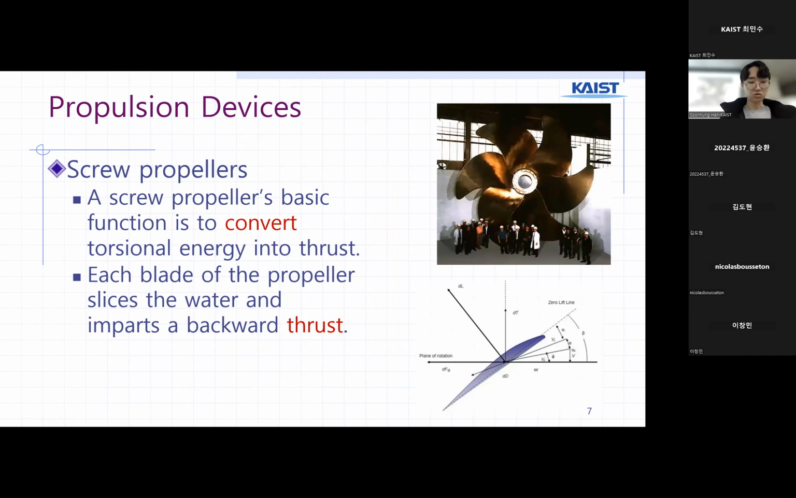Now let's delve into propulsion devices. One of the most prominent examples is the screw propeller. A screw propeller essentially transforms rotational energy into forward thrust. As each blade cuts through the water, it generates a backward thrust.